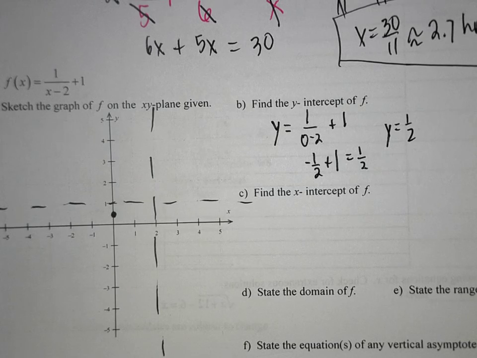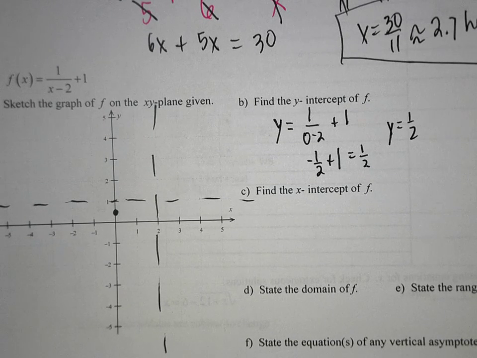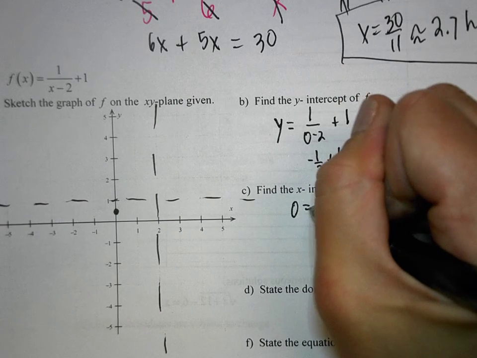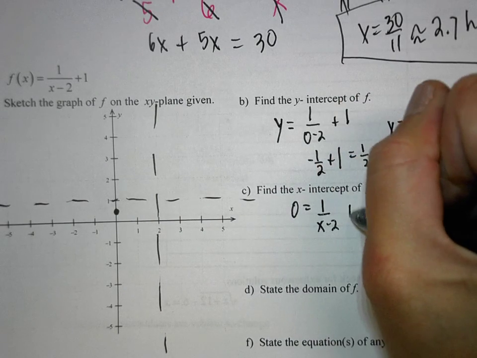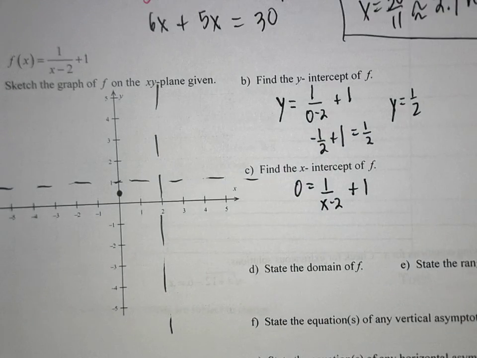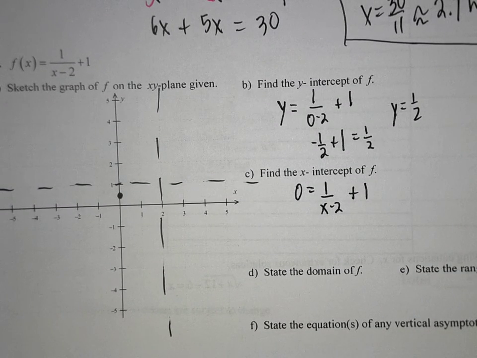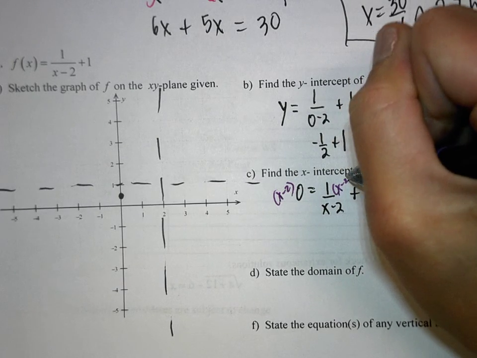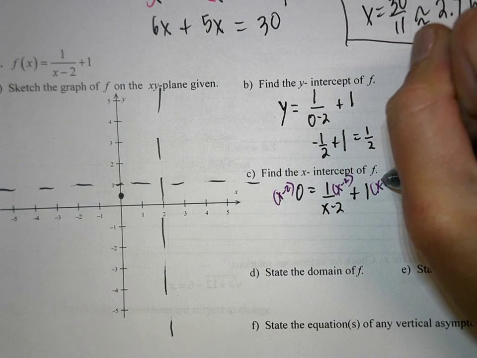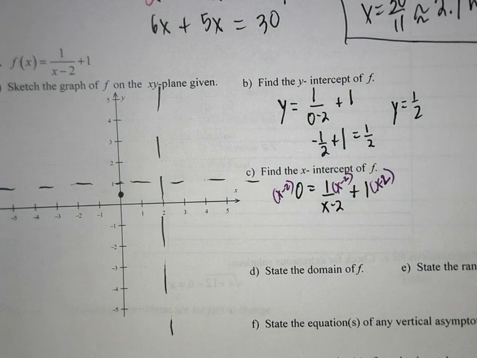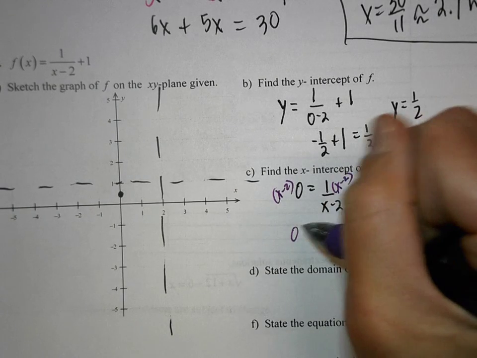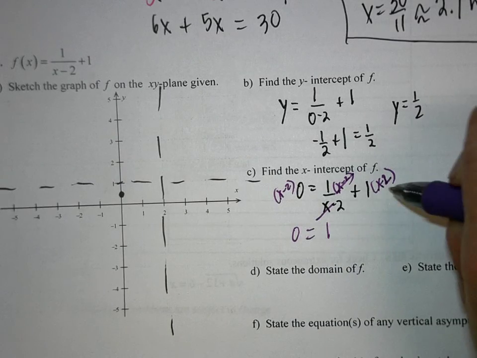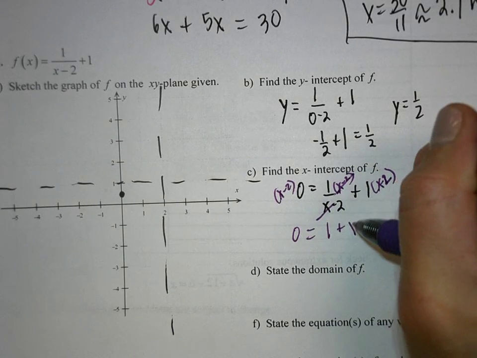Okay, x-intercept, how do I find it? 0 for y and solve for x. So 0 equals 1 over x minus 2 plus 1. How do I eliminate the fraction? Multiply by the LCD, which is? Okay, so I'm multiplying each term by x minus 2. What's 0 times anything? 0 equals x minus 2's cancel, and I'm left with 1. And then 1 times x minus 2 is going to give me x minus 2.